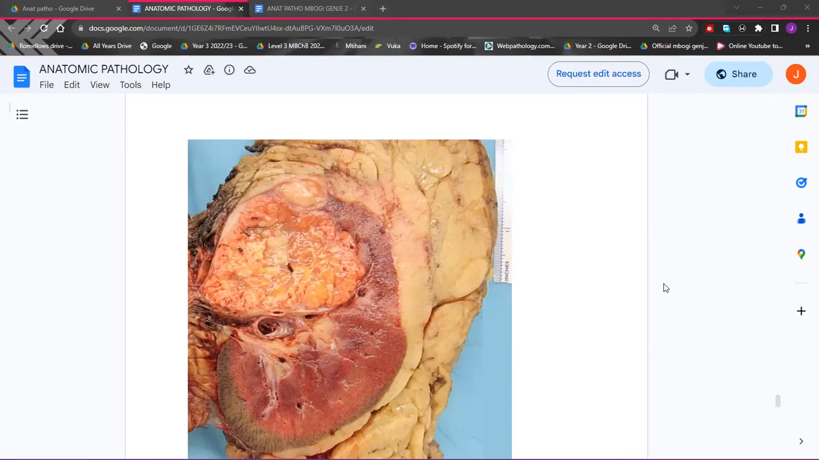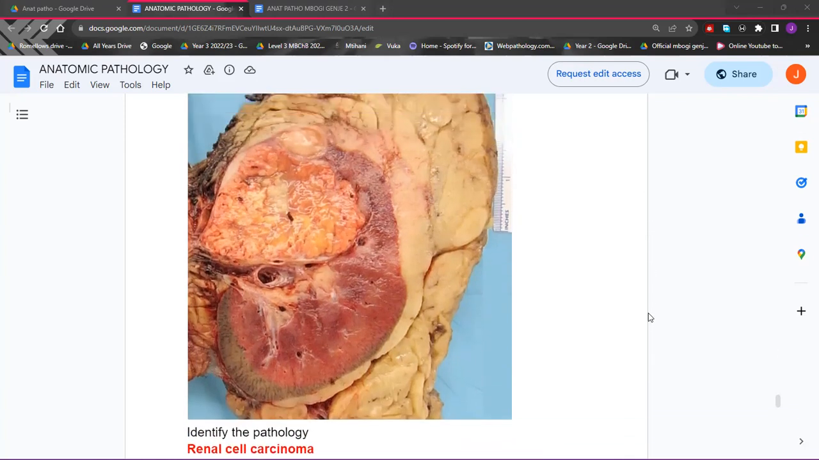Which part of the kidney does the renal cell carcinoma usually originate from mostly? Which part of the nephron does it usually arise from, this renal cell carcinoma? The tubules. Which part? The proximal tubular epithelial. That's correct. Maybe what is the classical triad, or how will patients classically present when they have a renal cell carcinoma?